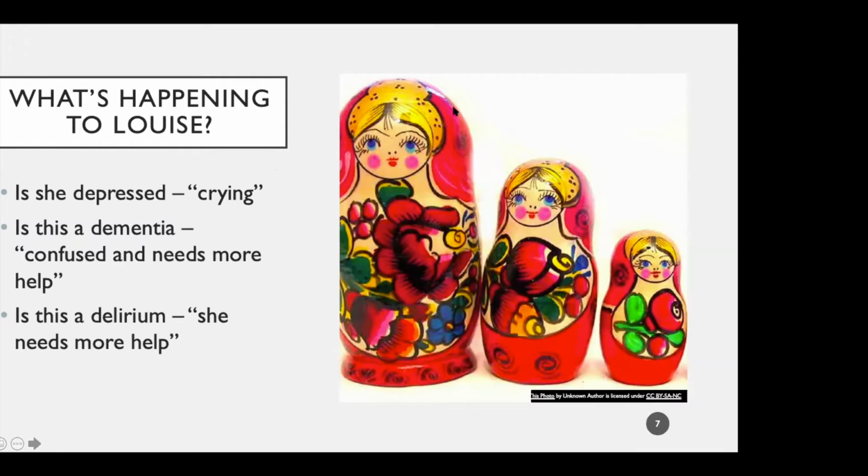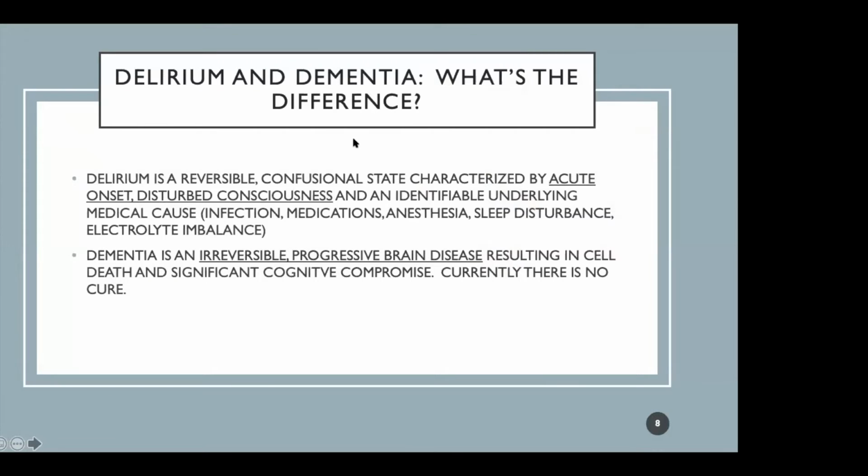So next slide. So we're just going to look at what's the difference between dementia and delirium. And why am I doing just these two? Because of Louise. And as you know, dementia is very common in nursing facilities. So what's the difference? Delirium is reversible. That means you can reverse it.